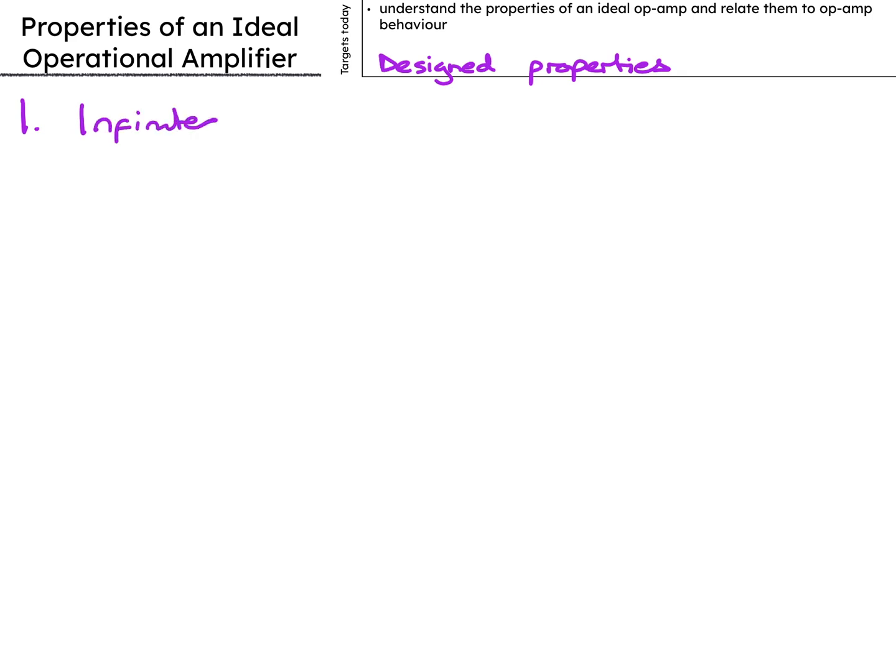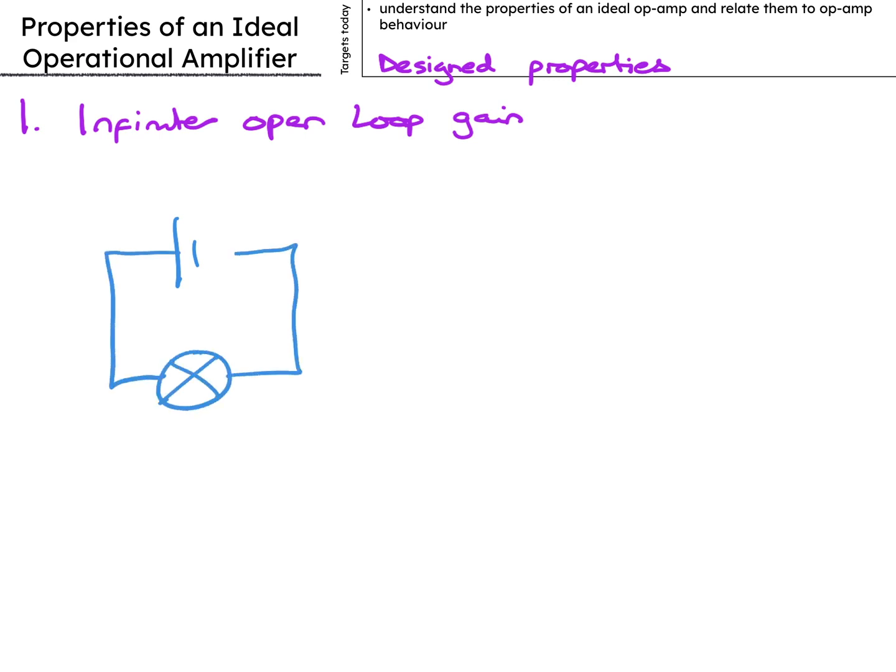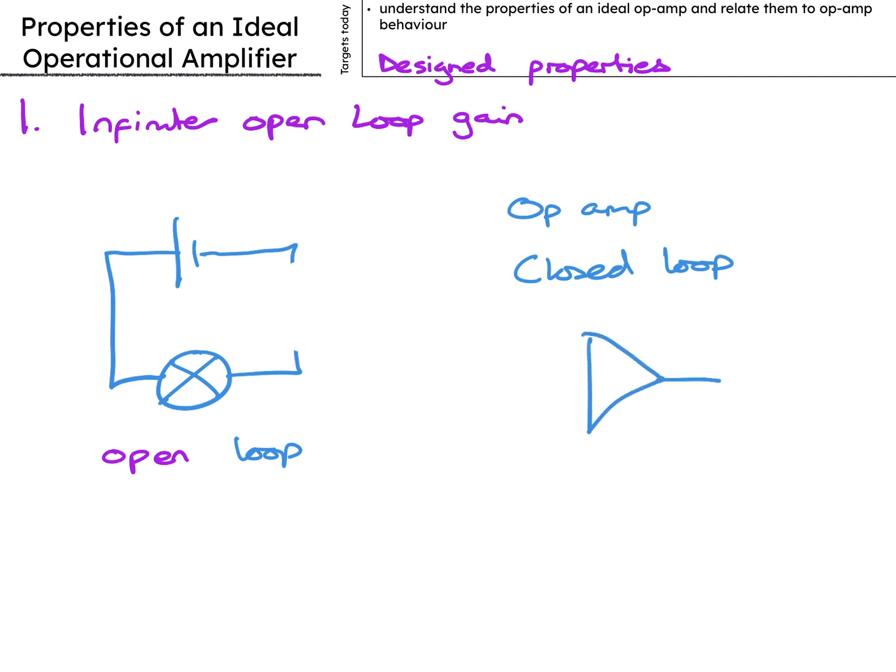Property number 1. Infinite open loop gain. Let me draw a simple circuit with a cell and a lamp. The lamp lights up because this is a closed loop. If I removed a wire, the light would not light up because this is an open loop. For the op-amp, closed loop means that the output is connected to the input. Open loop means it is not.